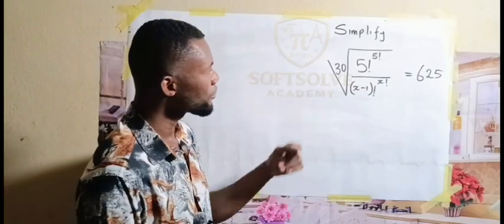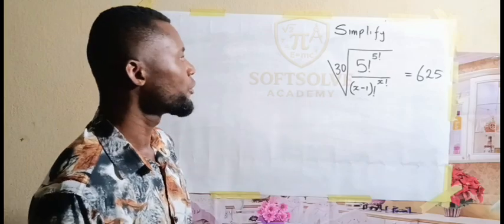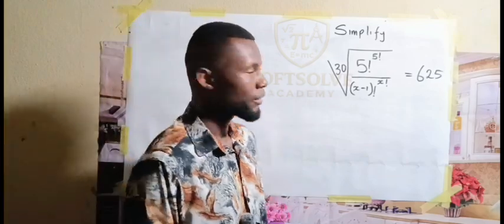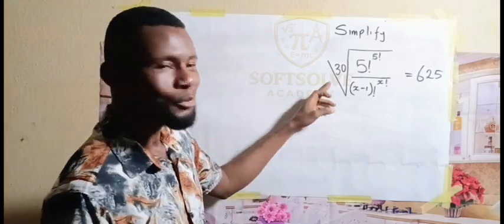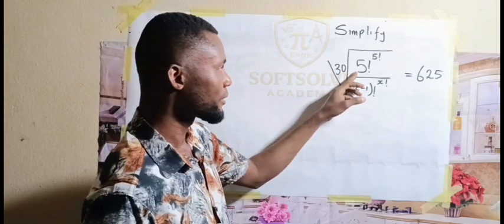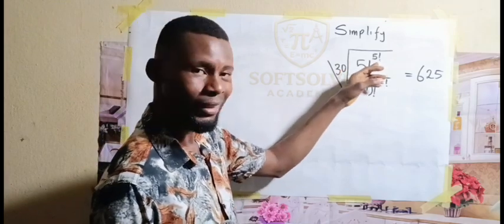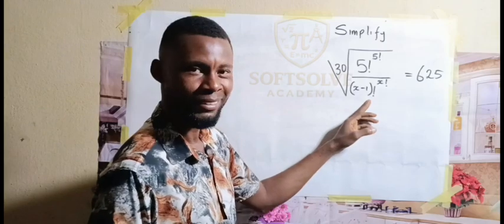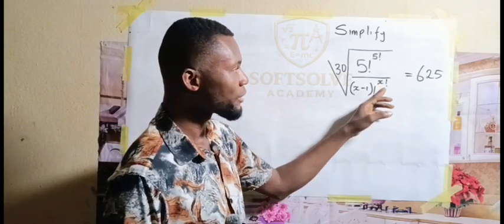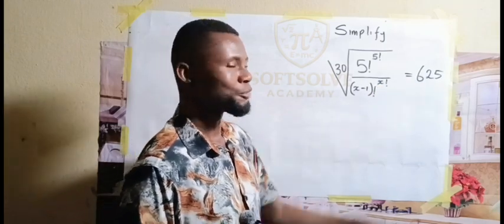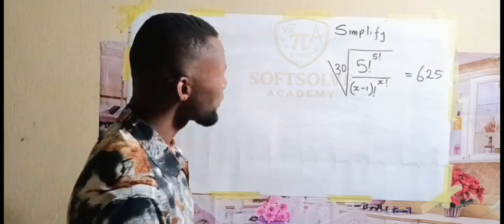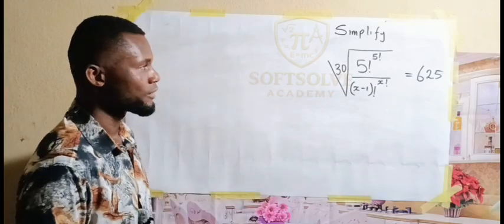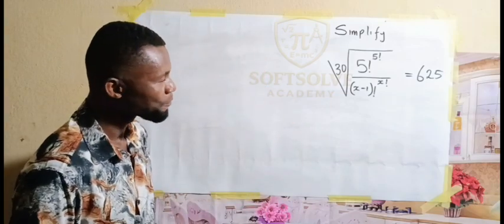What we have on this board is a little bit scary. The 30th root of 5 factorial raised to the power of 5 factorial, all over x minus 1 factorial raised to the power of x factorial, should be equal to 625. Let's see what we can do in this particular question.